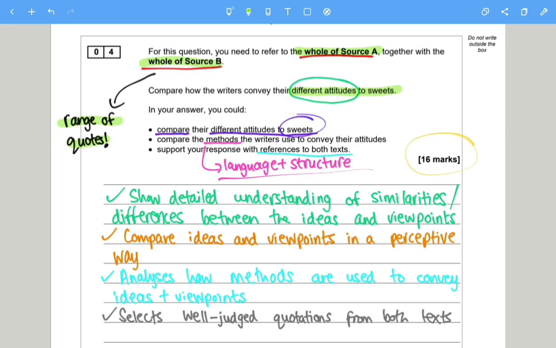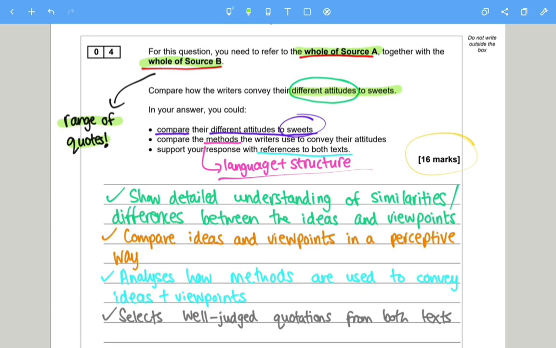You've got bullet points to help you. So the first one is compare the different attitudes to sweets. As you write the answer, you should be constantly referring to both sources A and B throughout your answer. Secondly, compare the methods. So whilst you write your answer, you need to support it by showing how methods are used by the writer in source A and B.